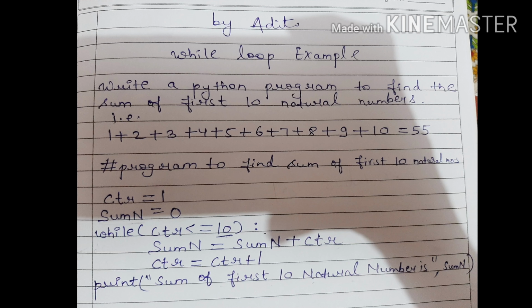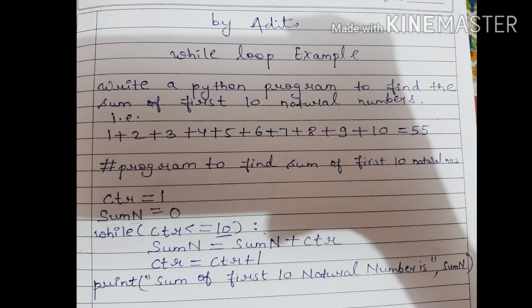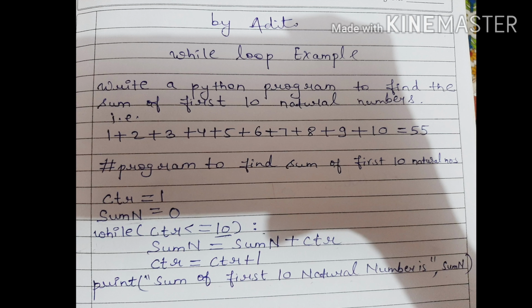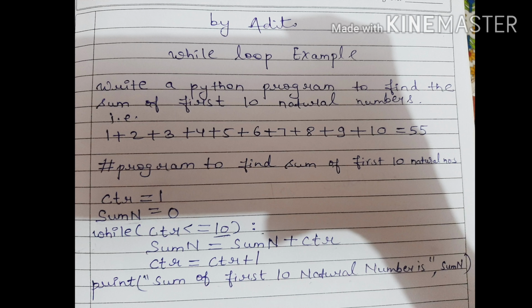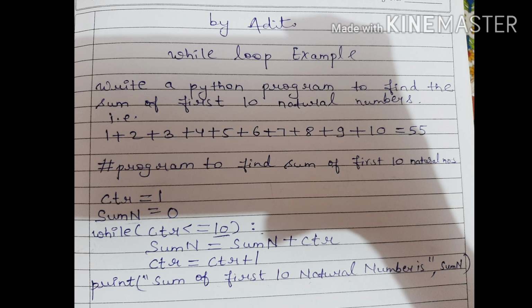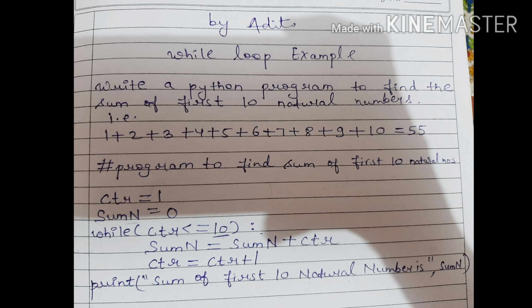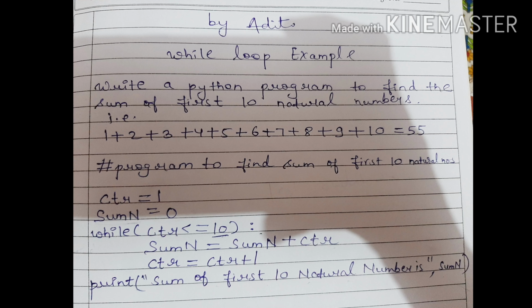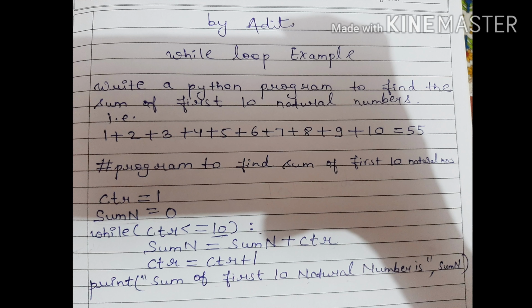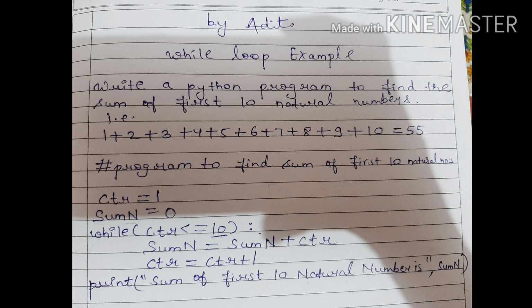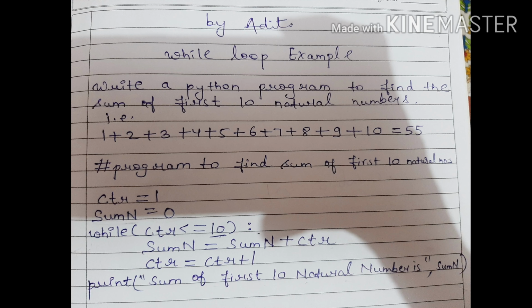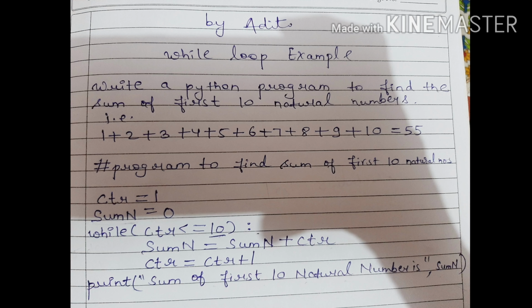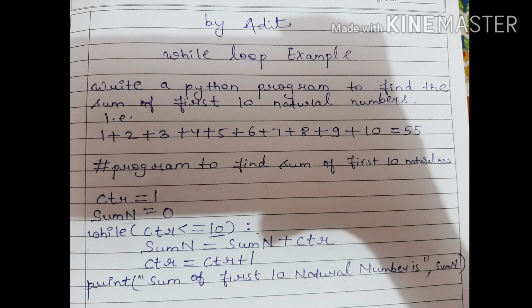Continue this process till the ctr value reaches 10. As soon as ctr value reaches 10, calculate sum n equals to sum n plus ctr. Then ctr value becomes greater than 10, that is when the test outcome of this condition becomes false, the loop is not entered again and the control is transferred to the print statement following the while loop, that is the sum of first n natural numbers is sum n.